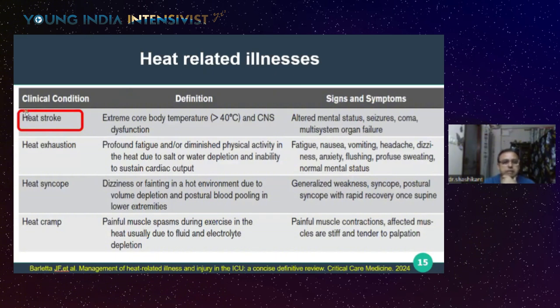The most severe form is heat stroke. We'll be talking more in detail about this, where the core temperature is more than 40 degrees Celsius with central nervous system dysfunction. Heat exhaustion is fatigue or diminished physical activity in heat due to salt and water depletion. Syncope is dizziness or fainting because of volume depletion and postural pooling in lower extremities, while cramp is painful muscle cramps during exercise and heat because of fluid and electrolyte depletion.